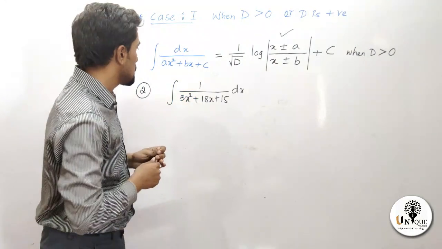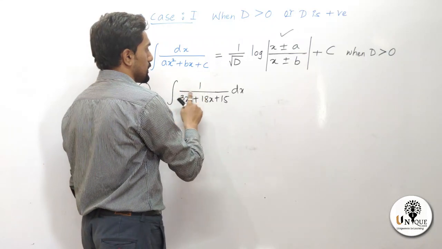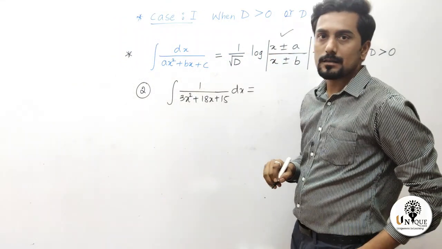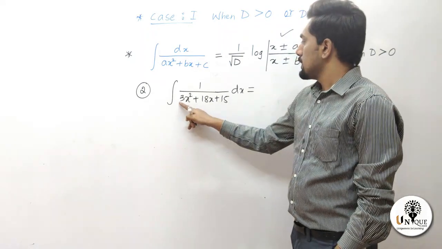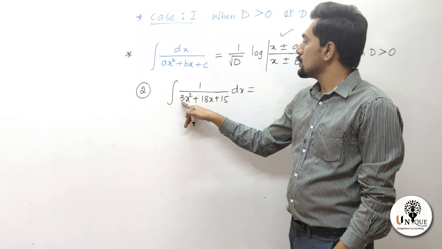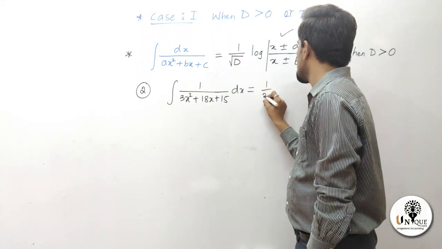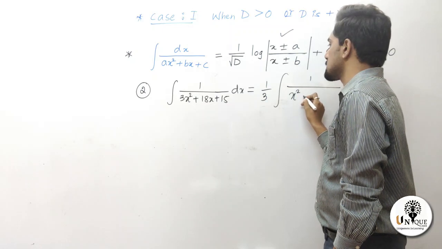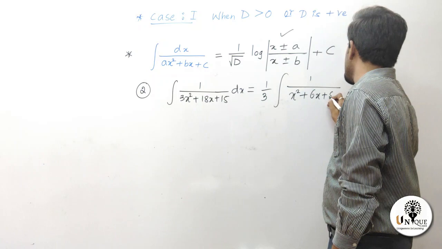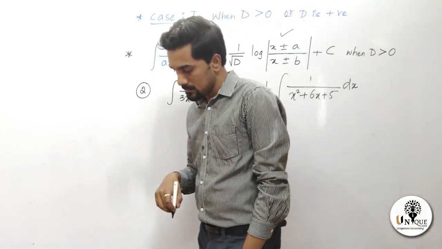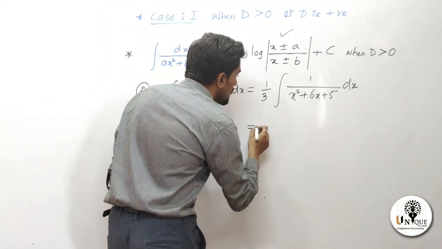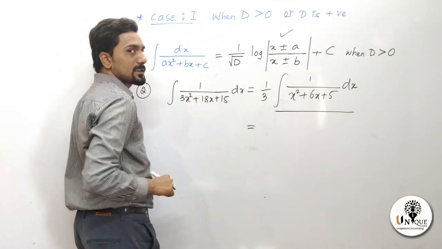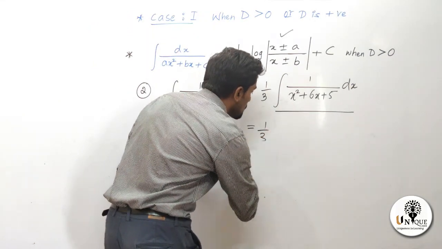So let me discuss one more example of a similar case, that is integration of 1 divided by 3x square plus 18x plus 15. This looks a bit complicated, but it is as simple as the previous problem. In this case, I will take 1 by 3 as a common term. What remains inside the integration is x square plus 6x plus 5 into dx. You have to keep this 1 by 3 as it is, and integrate this using the super trick. So I will keep 1 by 3 as it is.